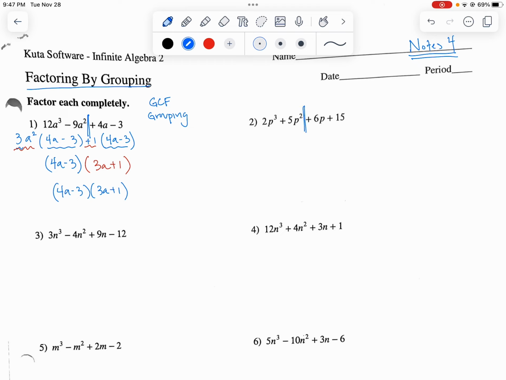All right, here's another example. On the left-hand side, I looked at this, I said I can't take out a greatest common factor, so I'm going to factor out p squared, and on the inside get 2p plus 5. Now on the right-hand side, I can factor out a 3. 6 and 15 are divisible by 3, and I get 2p plus 5. Perfect. One of my factors is 2p plus 5. That's the grouping part here. The other factor is p squared plus 3. So what's inside is one factor, what's outside is another factor.